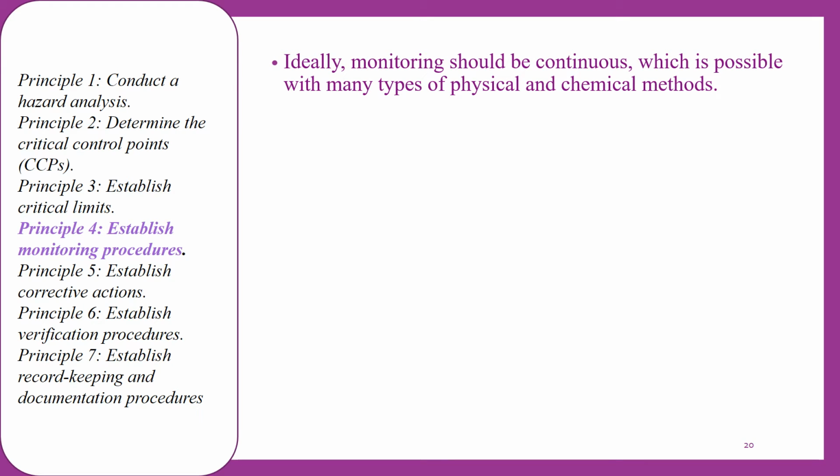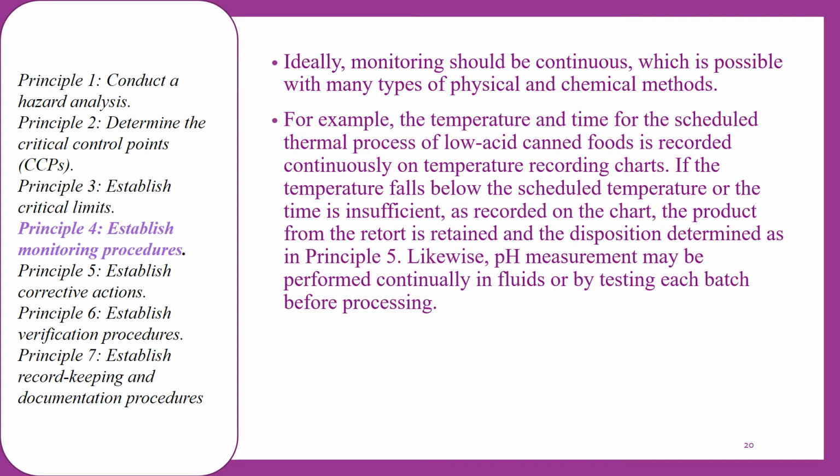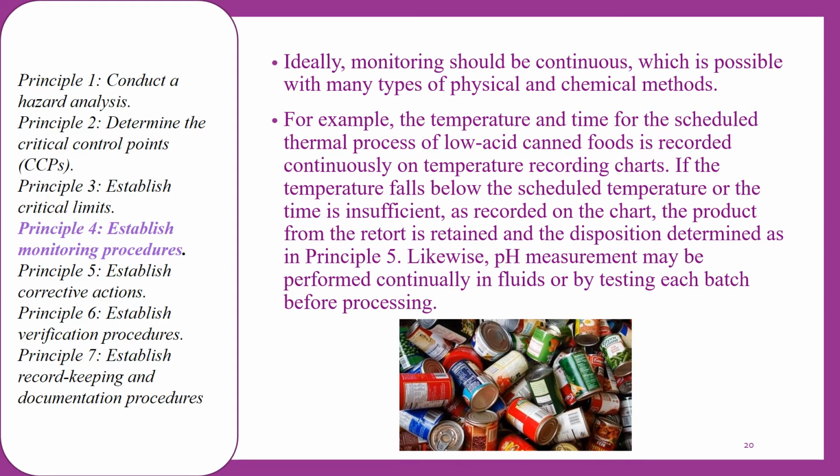Ideally, monitoring should be continuous, which is possible with many types of physical and chemical methods. For example, the temperature and time for the scheduled thermal process of low-acid canned foods is recorded continuously on temperature recording charts. If the temperature falls below the scheduled temperature or the time is insufficient as recorded on the chart, the product from the retort is retained and disposition determined as in Principle 5. Likewise, pH measurement may be performed continuously in fluids or by testing each batch before processing.